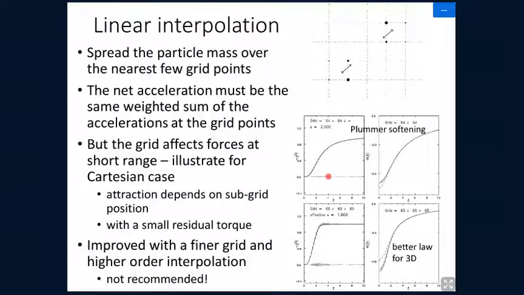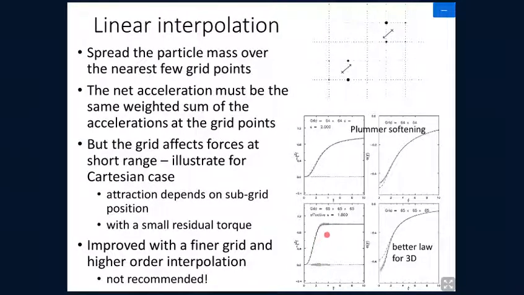Now, when you go to 3 dimensions, you don't really want to use the Plummer softening law, this is an ideal softening law for 2-dimensional simulations. But when you go to 3-dimensional simulations, you really want the softening law to asymptote quickly to inverse square law. And so this is what happens in 3 dimensions. You use a different softening law. But then, as you can see, this is using the Cartesian grid. You get a little bit worse force quality at short range.